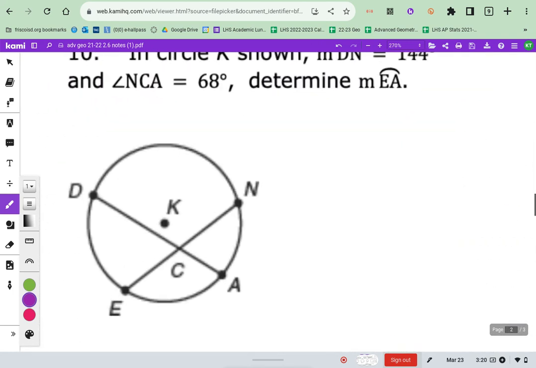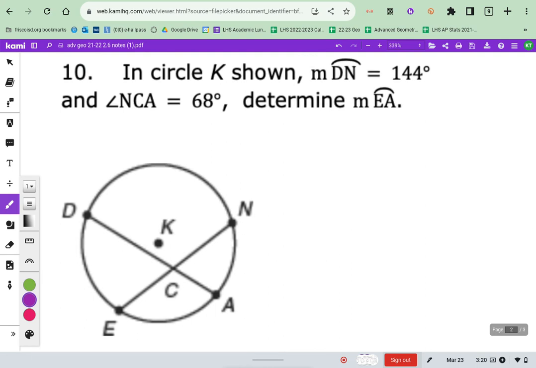Example number 10. In this circle, DN is 144, so I'm going to label that arc. And angle NCA is 68 degrees. And we want to find EA. You don't have to write anything down yet, but at least tell your group what you would start with. How would you start writing an equation for this? 180 minus 68.